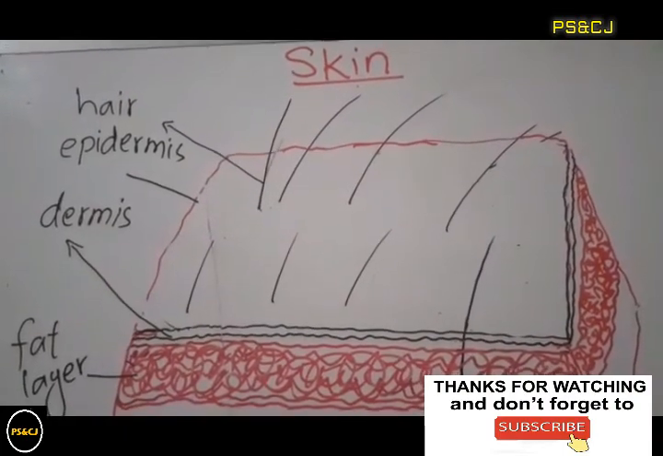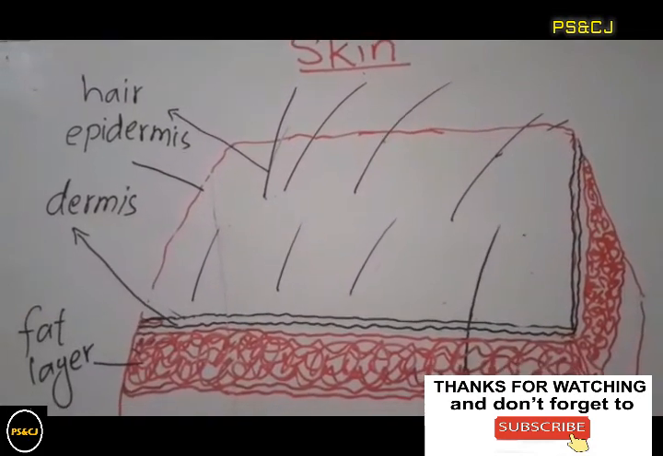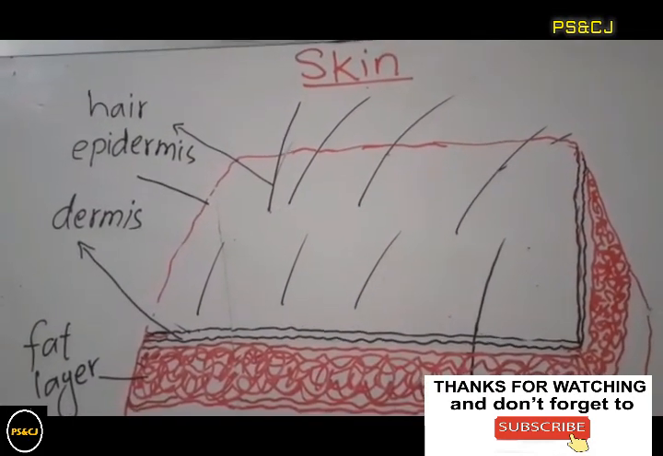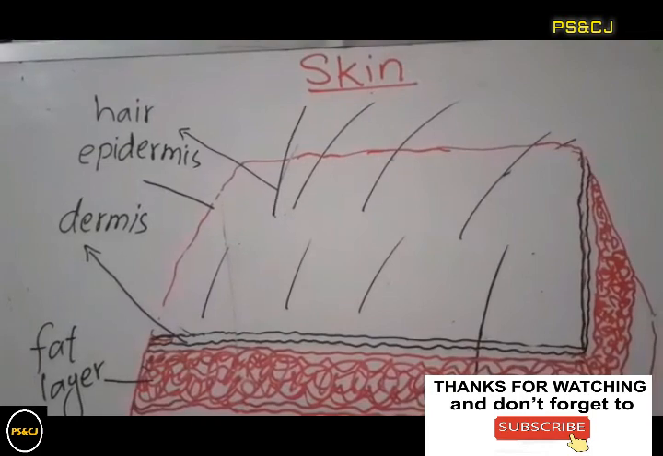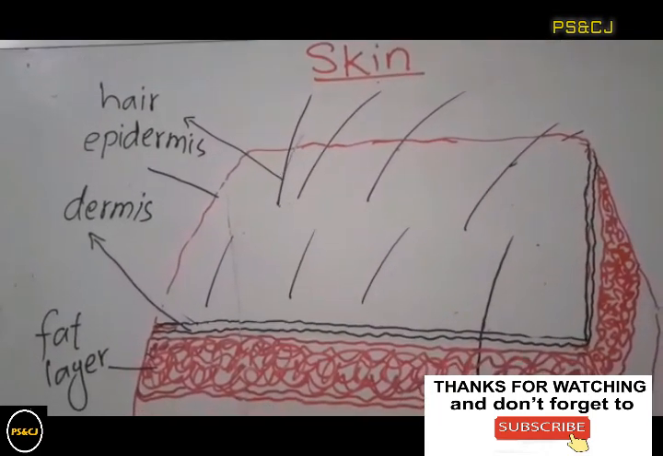And the third layer of our skin is called the fat layer, and the fat layer works as an insulator in our body because it maintains the temperature of our body.